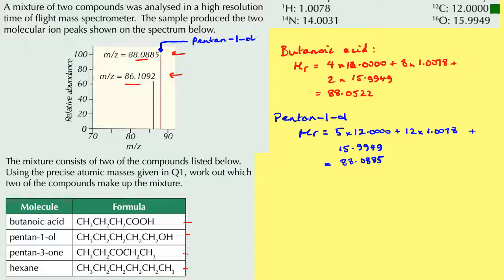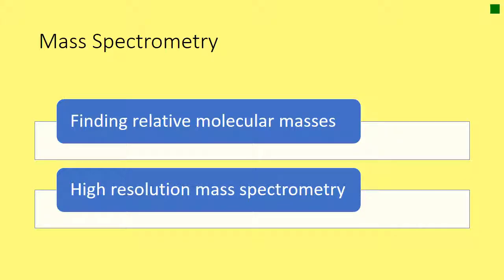And if you did the same thing for pentan 3-ol and hexane, you would find out that the MR of hexane turns out to be 86.1092. So we know that the other molecular ion peak, this one here, is for hexane.